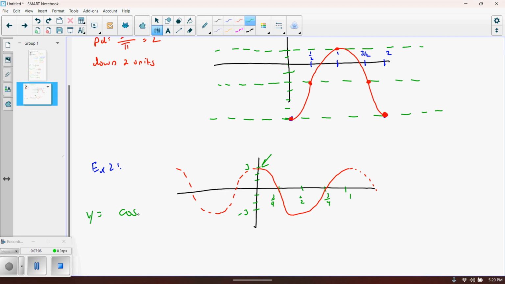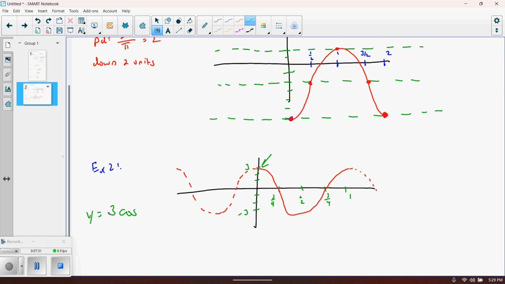So for right now, the easiest part to determine is that we do have an amplitude other than 1, because it looks like it goes from the midline up to 3 and down to -3. So it looks like you've got an amplitude of 3. And it's not reflected because it did start at the maximum. If it started at the minimum, it would have been reflected. So now we've got to figure out, how do we determine the period?